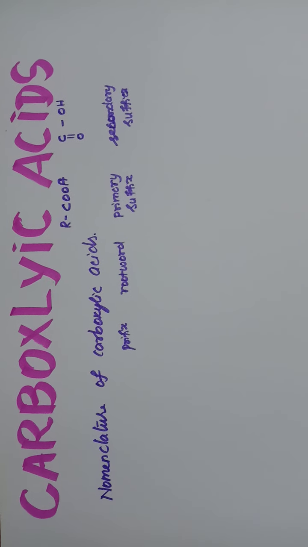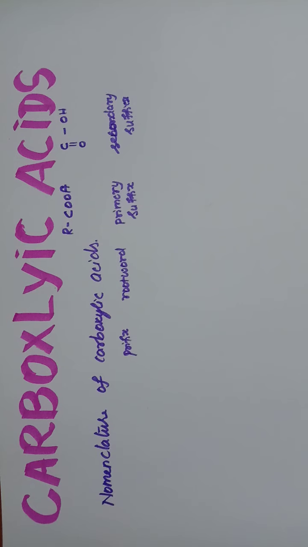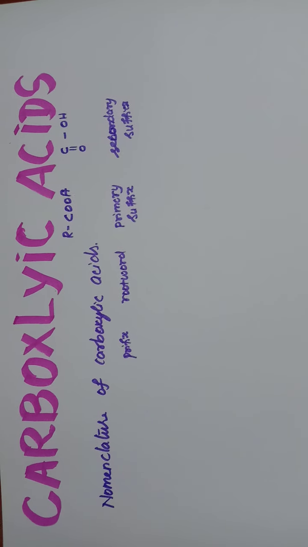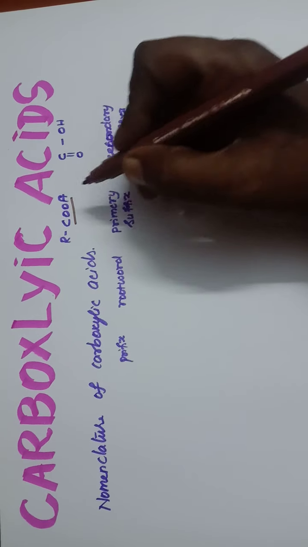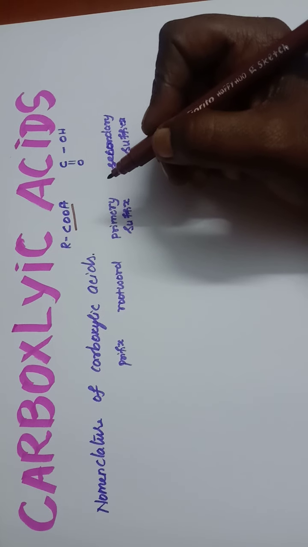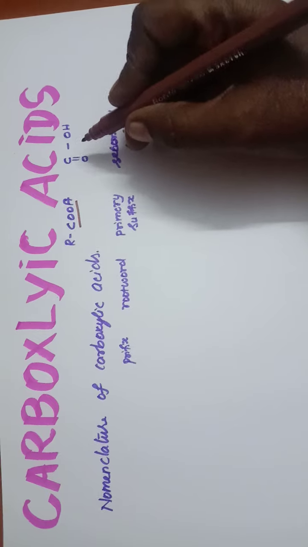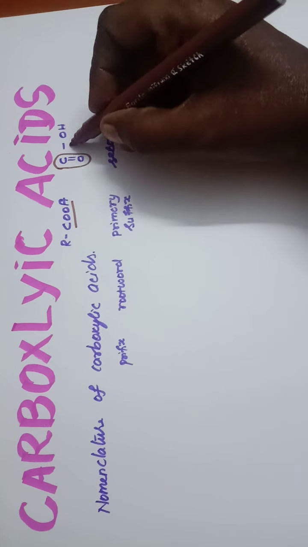Welcome students. Let us move on to another topic, carboxylic acid. Organic compounds which contain the carboxyl functional group, that is COOH, are called carboxylic acids. The carboxylic acid contains two functional groups. One is a carbonyl group and another one is a hydroxyl group.